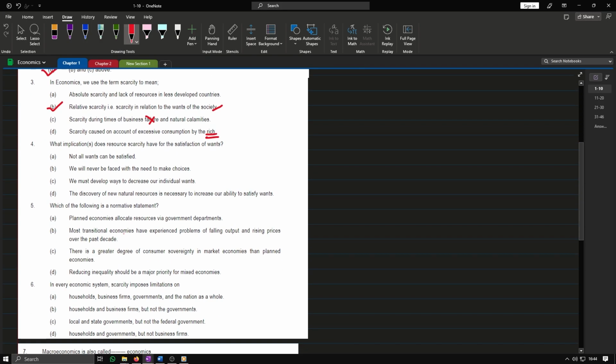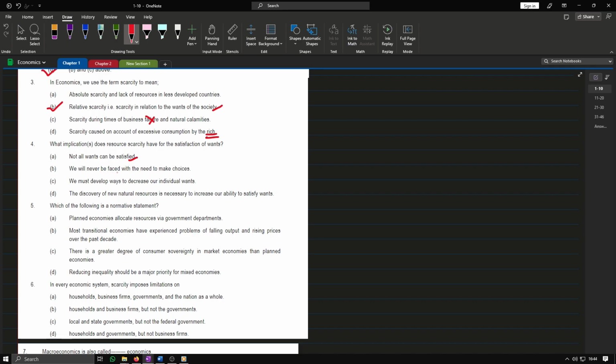So question number 4. What implications does resource scarcity have for satisfaction of wants? So they are asking, what implications? So A, not all wants can be satisfied. Is this true? Yes, it is true. We have so many wants and needs these days, so it can never be satisfied.